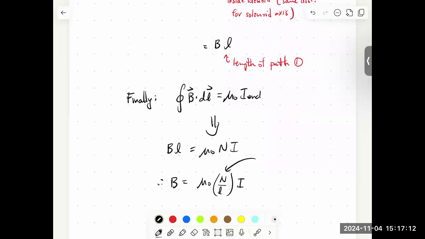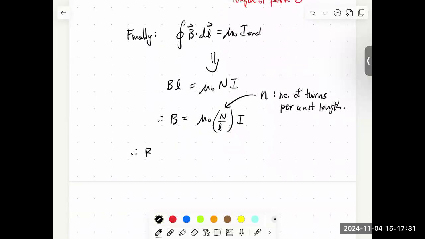And usually this n over L is given as a number of turns per unit length, little n, which is the number of turns per unit length, or the turn density, so that B equals mu naught n times I. And so that's just the magnitude. The direction we've already drawn is to the left.